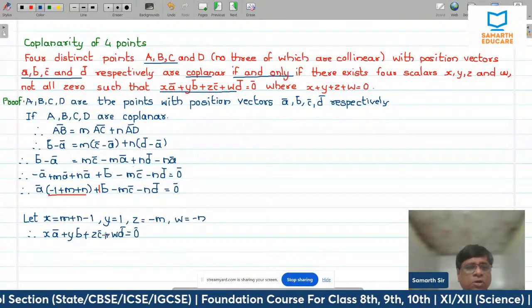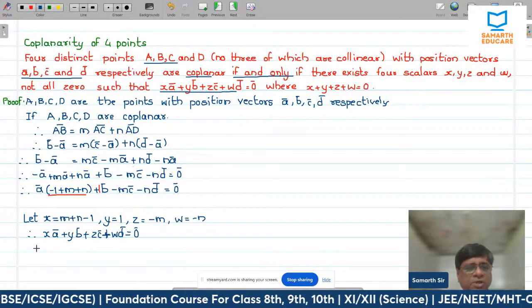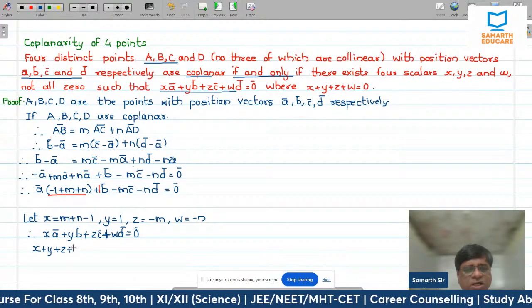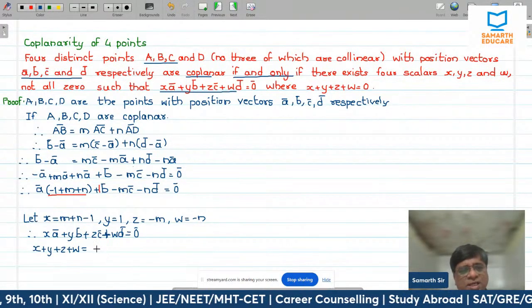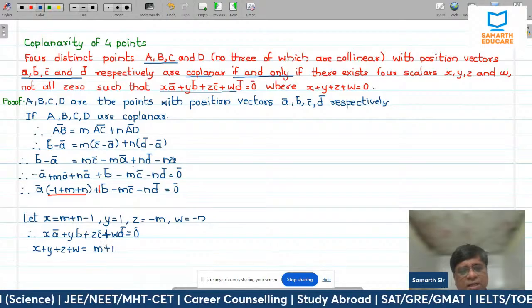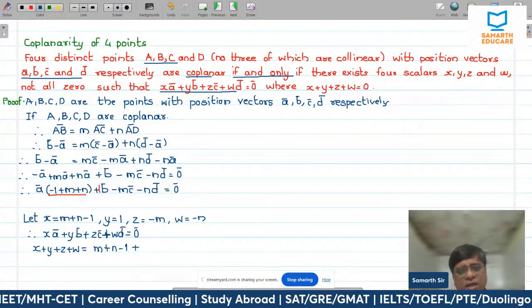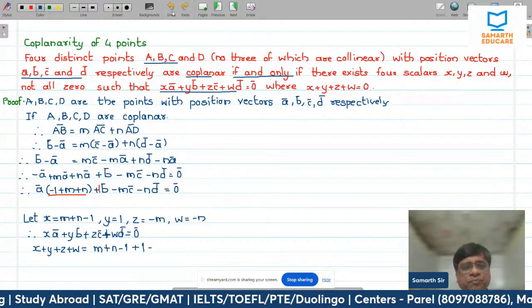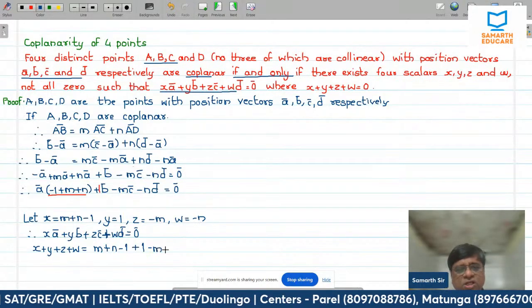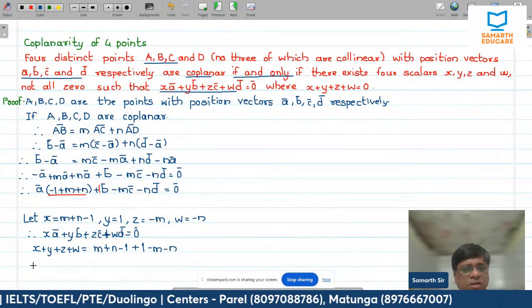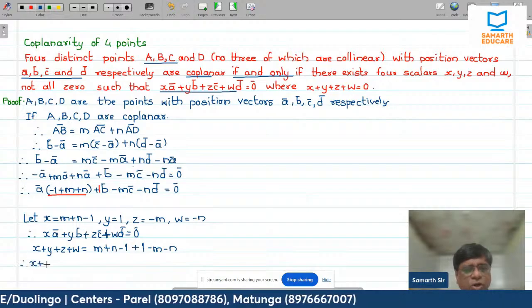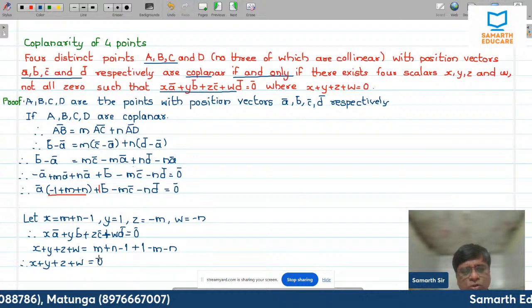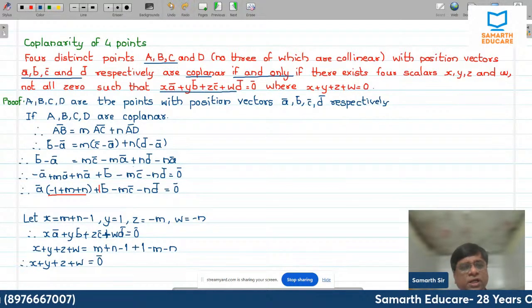Now what about the addition? Let me check with the addition. x plus y plus z plus w is equal to, what is x? m plus n minus 1. What is y? 1. What is z? Minus m. What is w? Minus n. Check. If you add one by one, x plus y plus z plus w is equal to 0. I'm sorry, it is scalar.